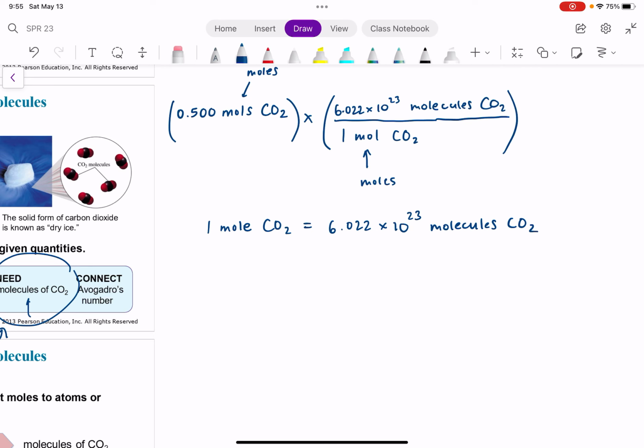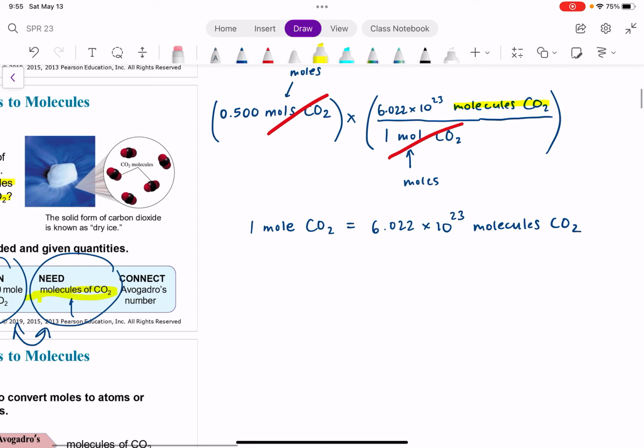Okay, and now I can actually cancel out those moles, right? So I'm canceling out my moles there and my moles here. And what am I left with? Yeah, molecules of CO2, which is exactly what I wanted, right? That's exactly where I wanted to get. So how did I get there?